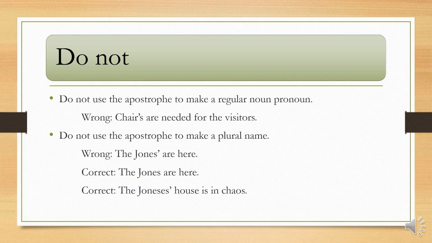Do not use the apostrophe to make a plural name. Also, it's wrong for you to say or write it this way: the Jones' are here. No, that is not correct. The correct one is the Joneses are here, because you are talking about the name Jones. Already the name has an S. The Joneses are here. The Joneses' house is in chaos. The Joneses' house is in chaos.